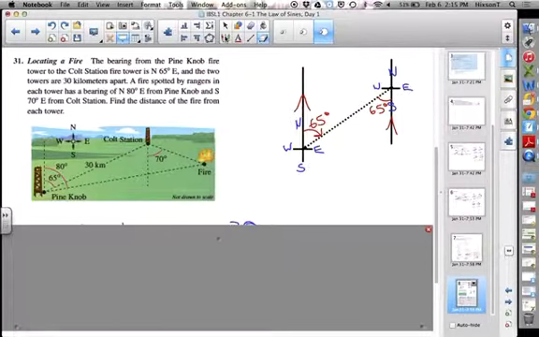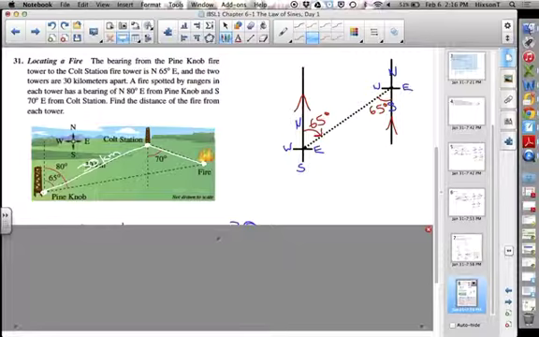All right, so let's walk through what we're given. We've got these two fire towers. One's at Pine Knob and one is at Colt, and then there's this fire out here, okay? These guys know that they are 30 kilometers apart, but they don't know how far away the fire is. So they do some measurements and can figure it out, right?